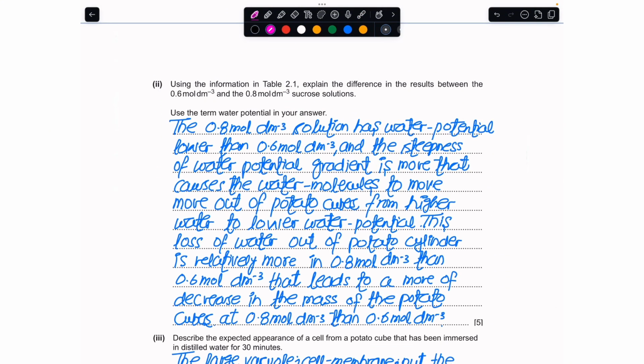Now for the second part, we are required to use information which is given in table 2.1, and we are required to explain the difference for the results that they have given us for two concentrations. One is 0.6 mole per dm cube sucrose solution concentration, and the other one is 0.8 mole per dm cube sucrose solution. And the examiner is clearly hinting that you need to write the term water potential in your answer, and the total marks given are 5 here.